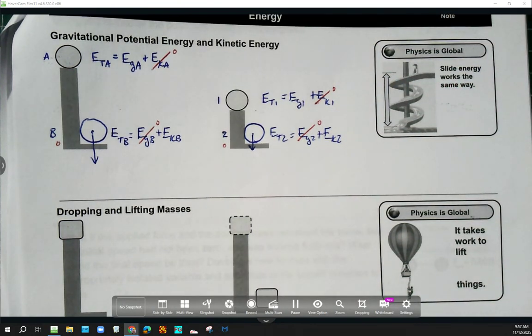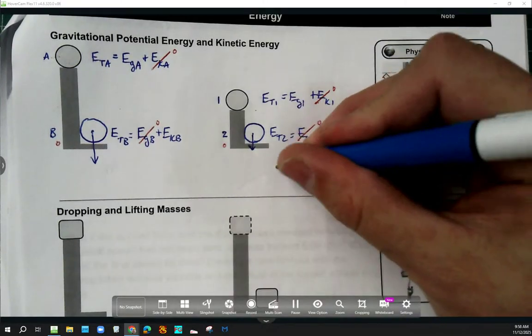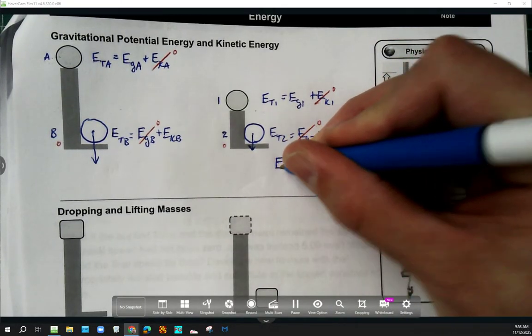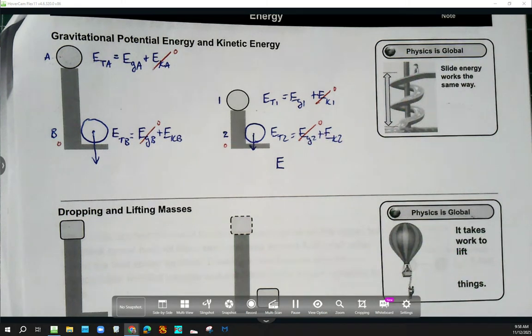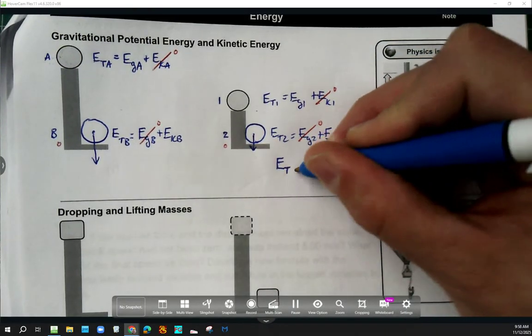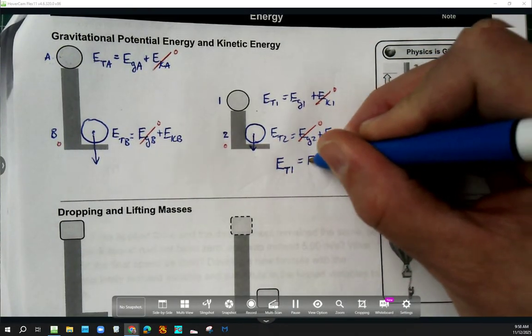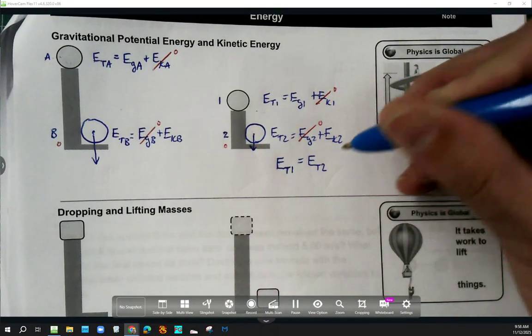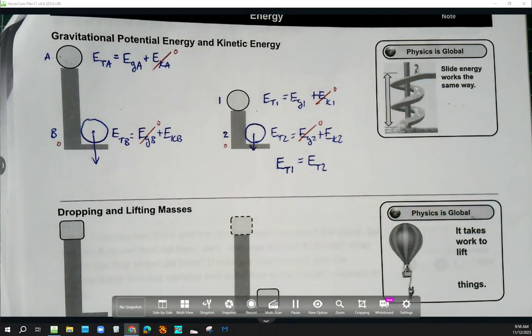If conservation of energy is a thing, then what we're really saying is that, assuming there's no energy loss between the top and the bottom, like energy didn't get lost to the universe somehow, energy is conserved. Energy conservation is stated like this: E total initial is equal to E total final. E total 1 is equal to E total 2.